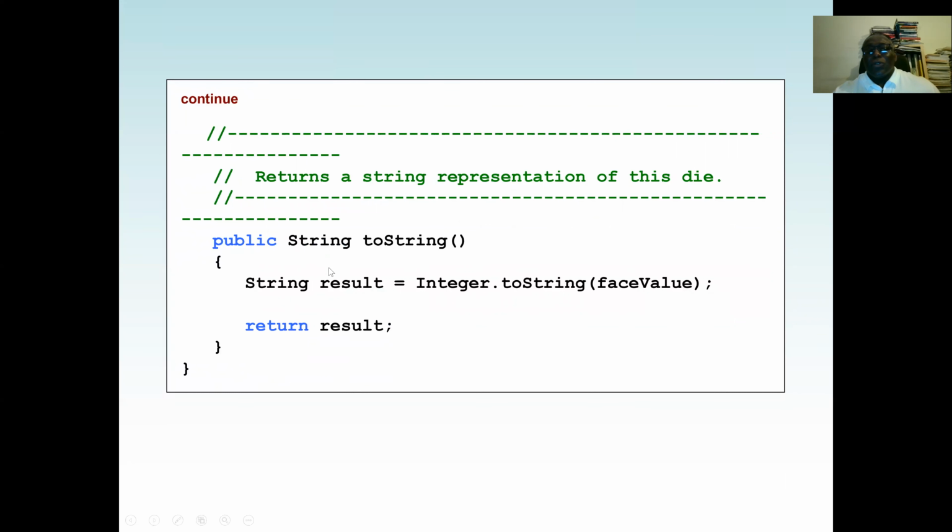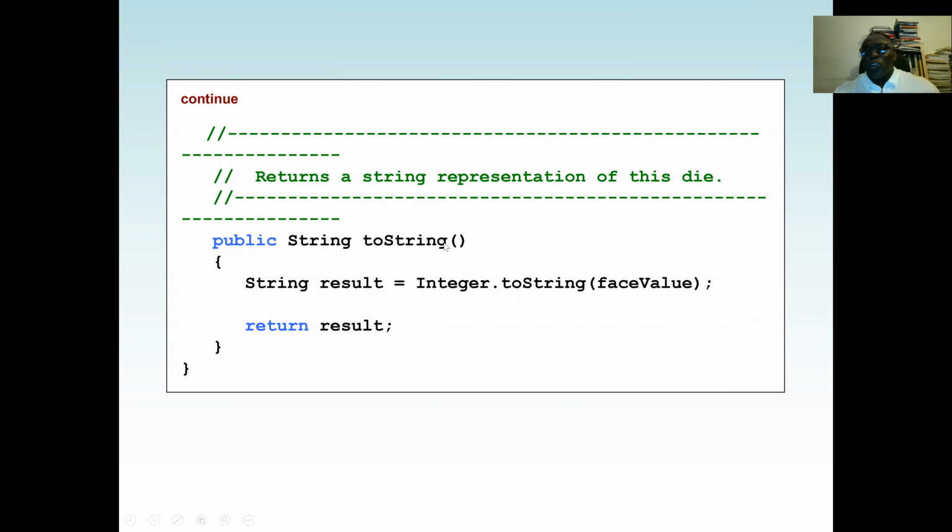Then next, we have the toString method. We said that this method is automatically called when, in a main method, we use System.out.print or println. What this method does is represent the object as a string type. So you return the string representation of the object, or in this case of the die. The die is the object.